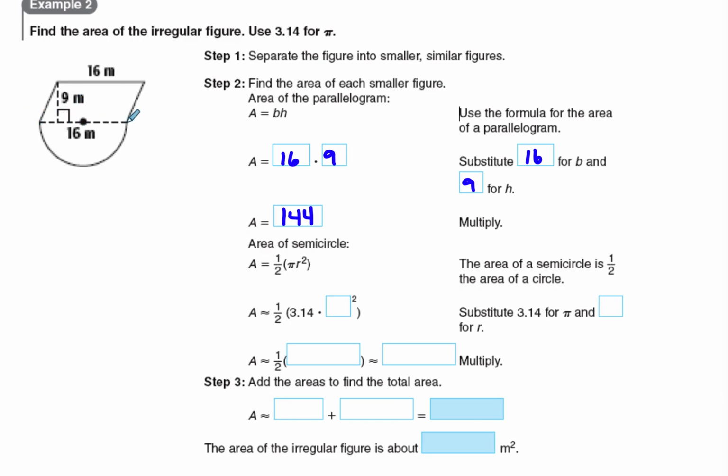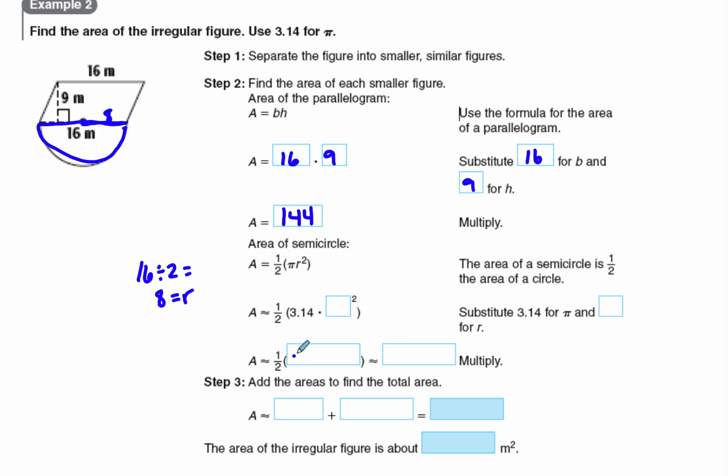16 is my diameter. It goes all the way across the middle. But I need my radius. So to get my radius, I'm just going to do it off to the side. I have to do 16 divided by 2. That's going to tell me that 8 is my radius. That's this part right here. I'm trying to figure out the area for this semicircle.